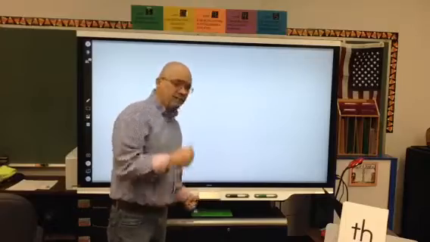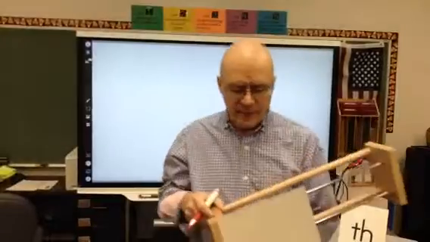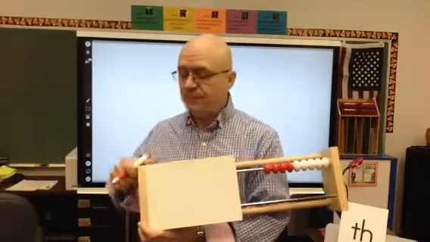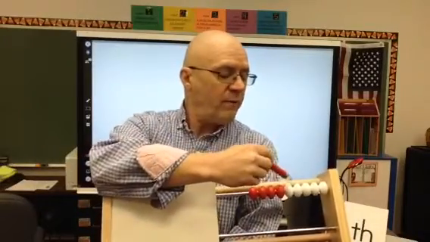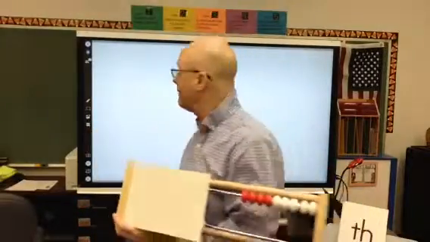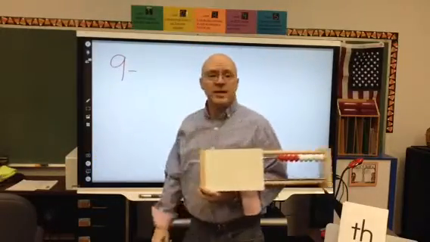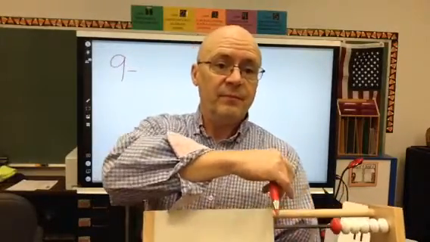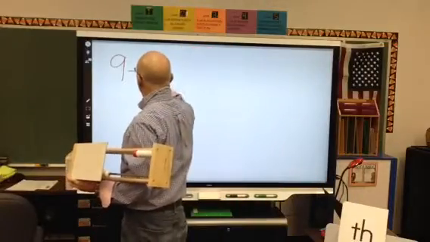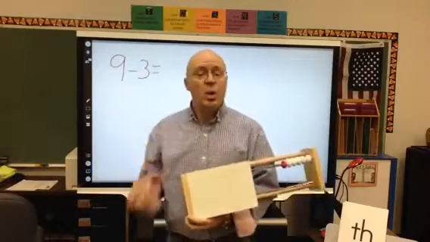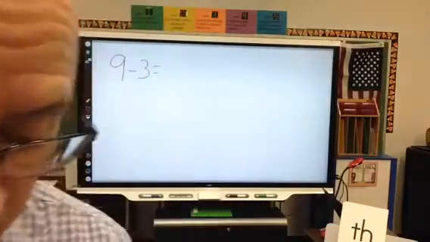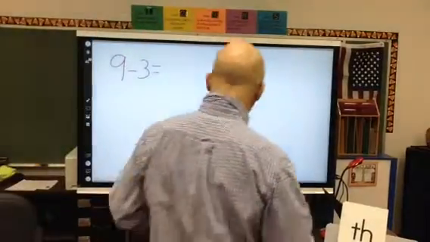Let's try a different one here. Let's say we have our rekenrek, and let's say we start with this many things. Well, how many things is that? 1, 2, 3, 4, 5, 6, 7, 8, 9. I start with 9 things, and how many do we want to take away? Let's take away 3. 1, 2, 3. Take those away. 9 minus 3. And we're going to say what our answer is, what the difference is. Because remember, the answer to a subtraction problem is the difference.